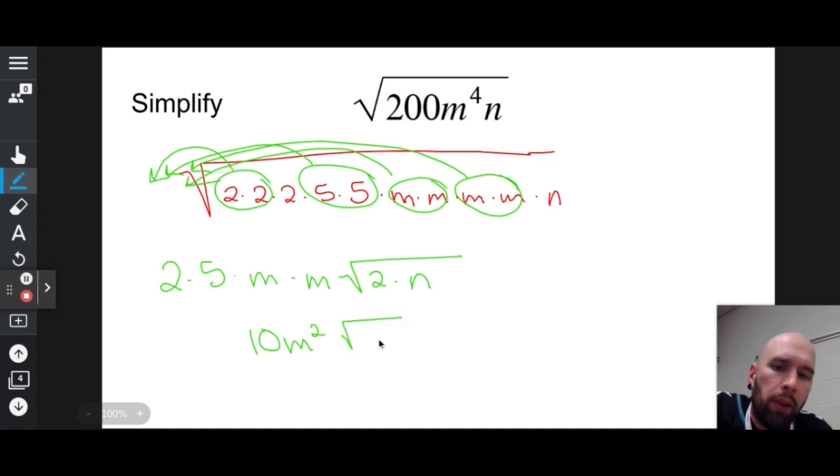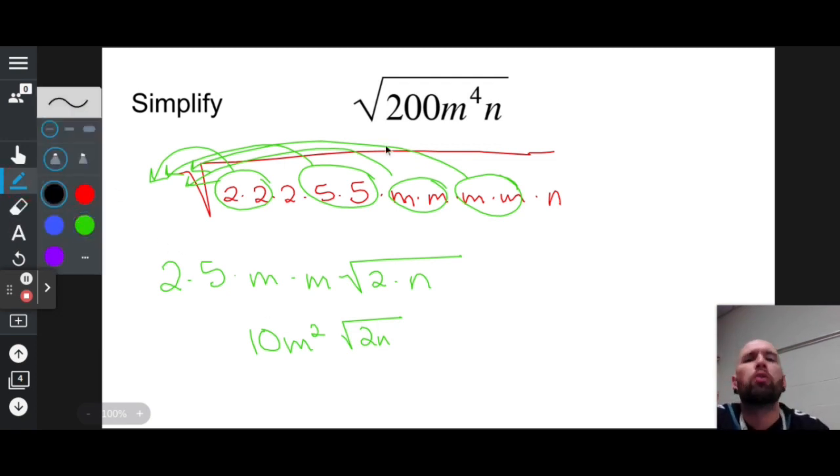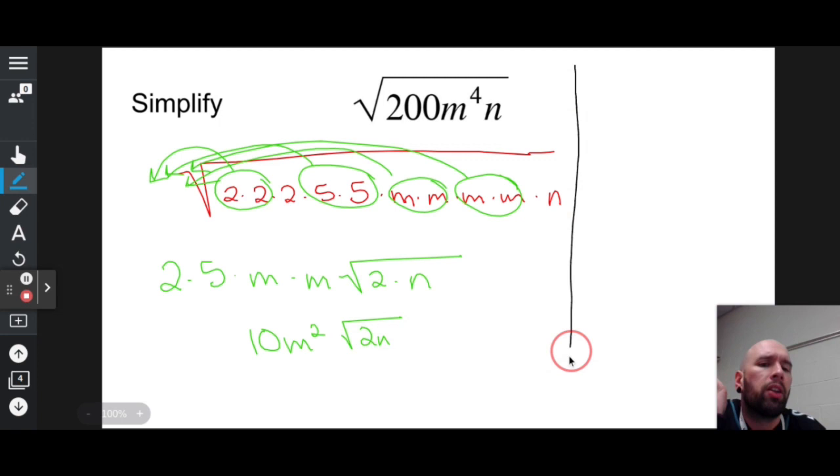The square root of leftovers is 2n. Done. Now, some of you might be thinking, all right, I see what you're doing. You're ripping everything apart. You're showing more work than necessary. I got it. Is there a faster way to do this?